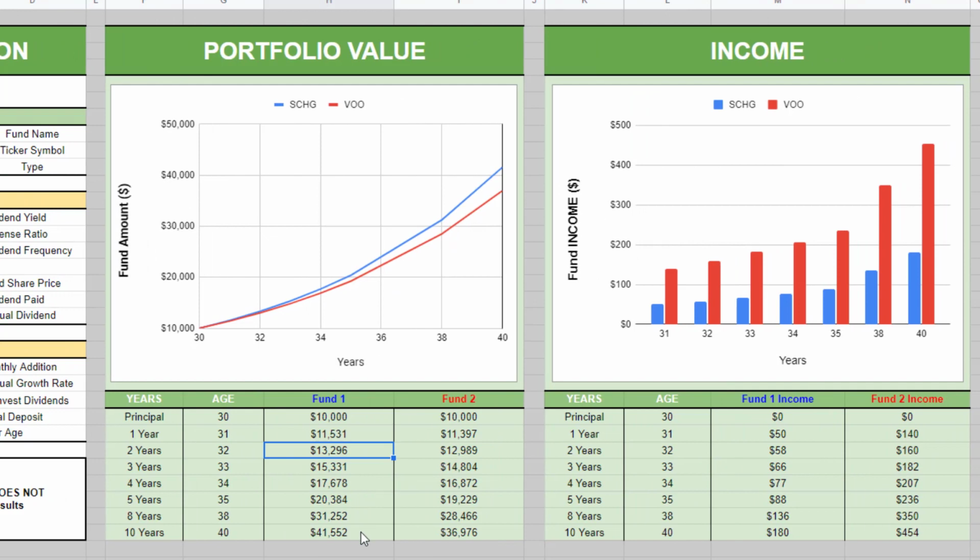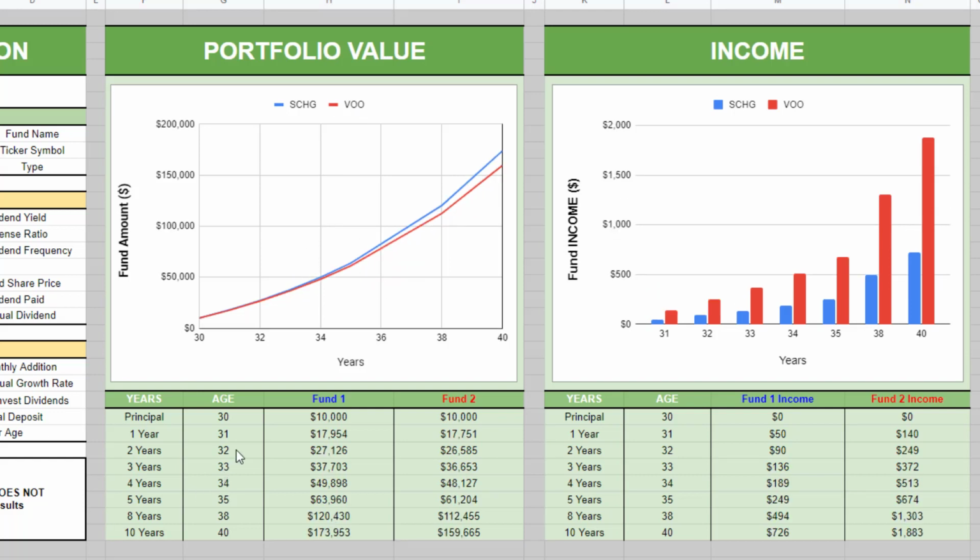Over here on the graph, you can see if SCHG continues with its current growth rate, SCHG would outperform, only slightly, VOO over the next 10 years. If we added a $500 a month contribution, this is what we would have in SCHG over the course of 10 years. This is what we would have in VOO over the course of 10 years. And just for fun, over here on the income graph, we can see this is the type of income we would have after 10 years if we had about $160,000 to $170,000 in SCHG and VOO. This is the type of dividends we would look to receive.